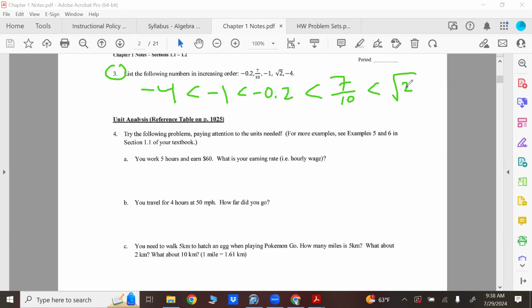This next one, a lot of people are not really a fan of these problems because I don't think we do enough work with unit conversion or dealing with units. But it's good to do because just in life, you want to understand units really well.